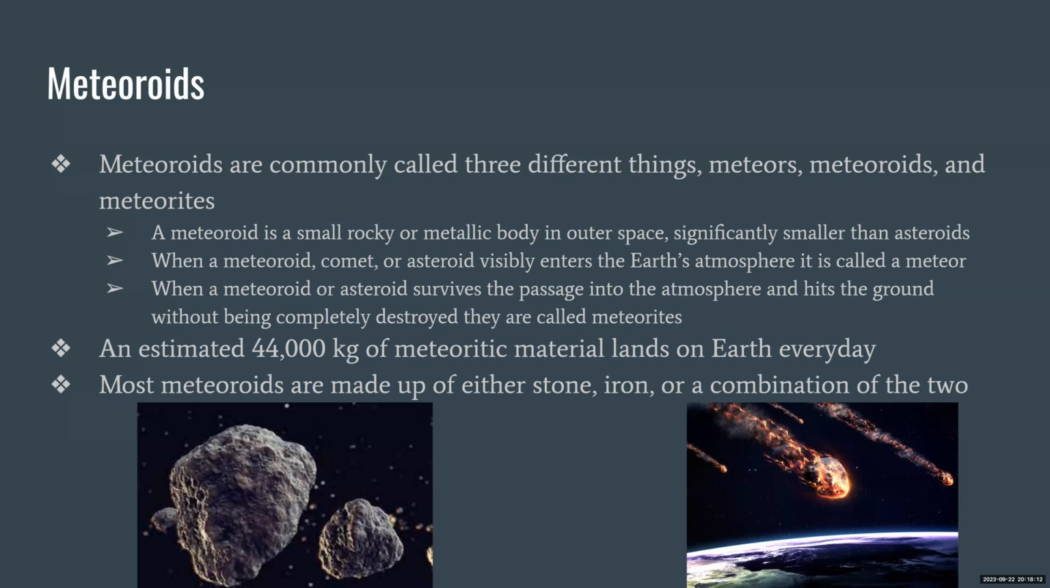And when a meteoroid or asteroid survives the passage into the atmosphere and hits the ground without being completely destroyed, the leftovers are called meteorites. There's also an estimated 44,000 kilograms of meteoritic material which lands on Earth every day. And most meteoroids are made up of either stone, iron, or a combination of the two. You can go to the next slide.